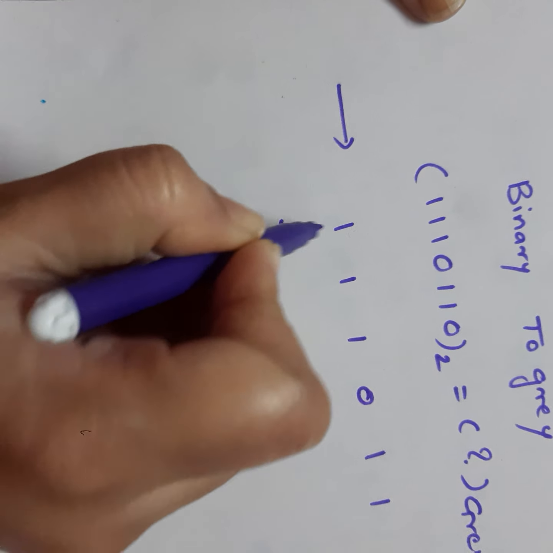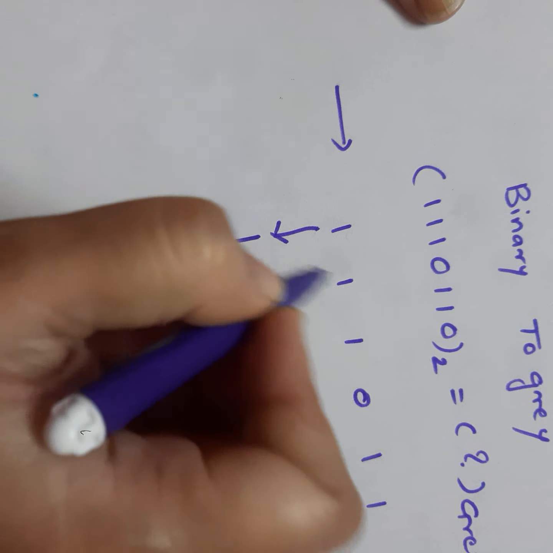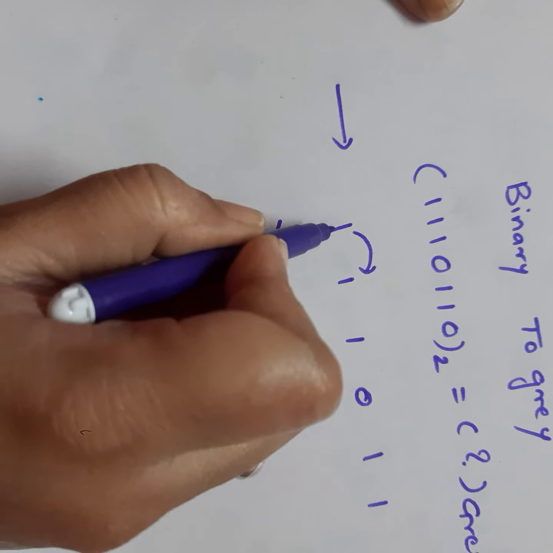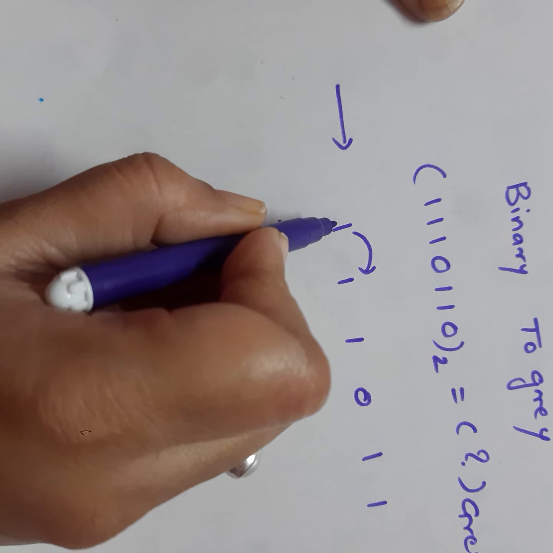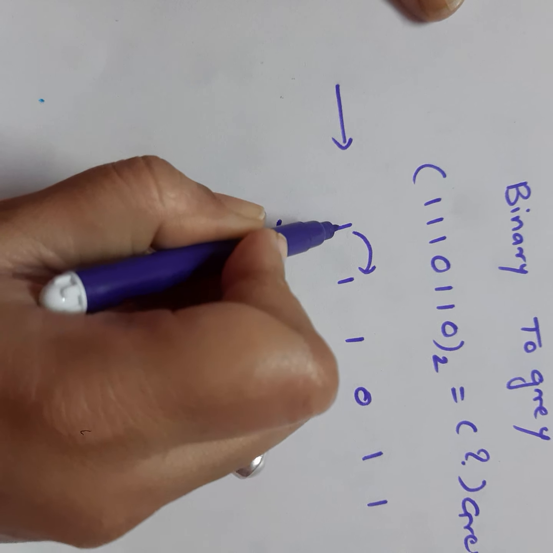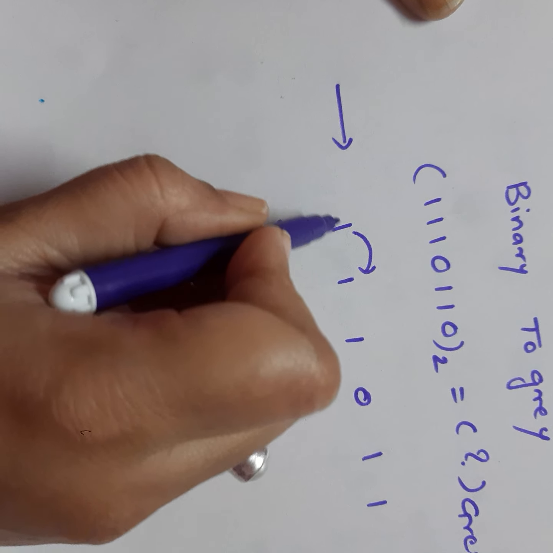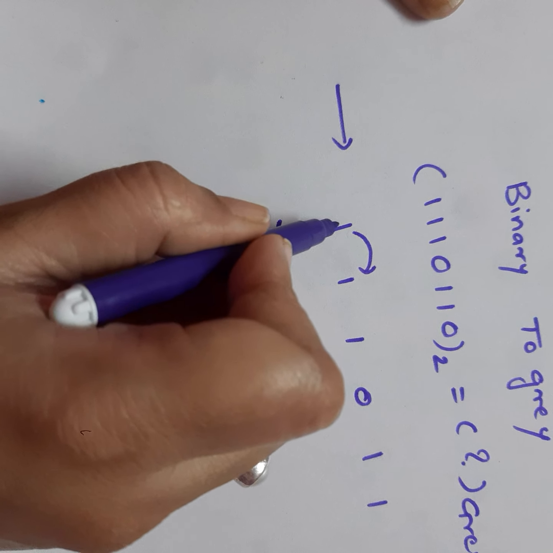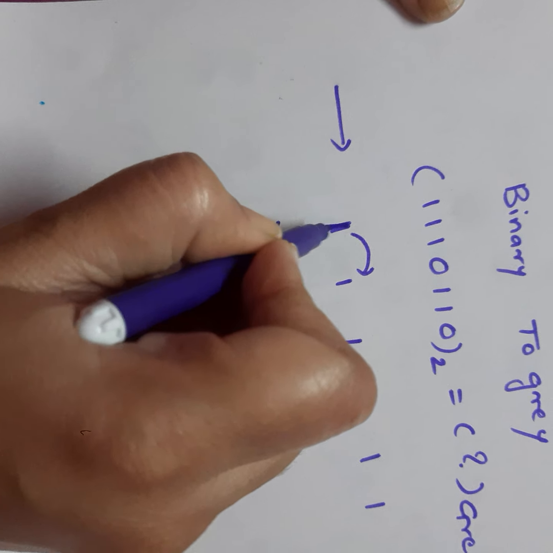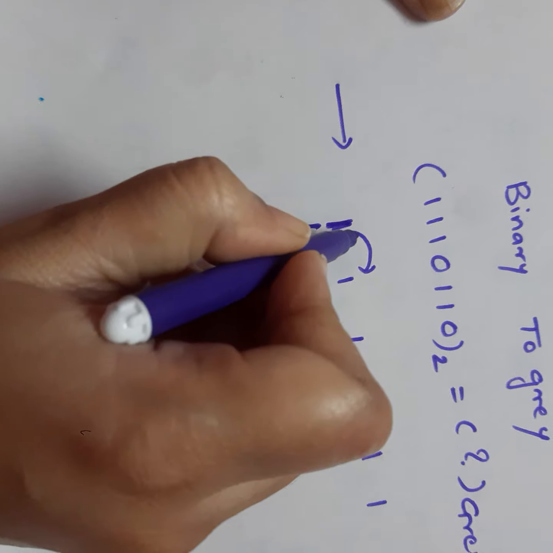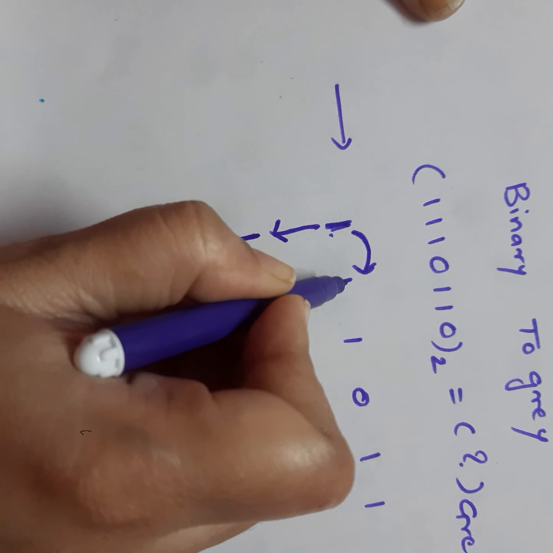Then I will write down this number as it is. Then I will go on adding the next consecutive and successive numbers. These numbers, these bits, I will go on adding these two bits. So I will write the first number, meaning the first digit, as it is. After that I will go on adding this bit with the next bit.